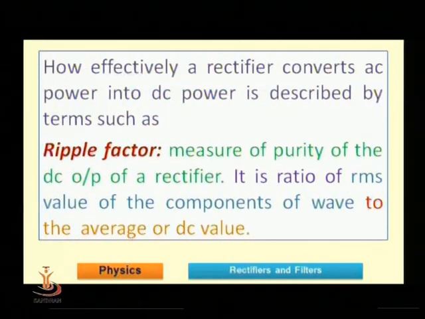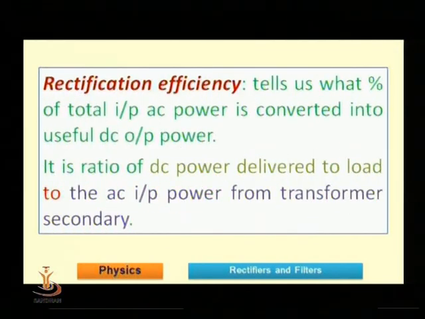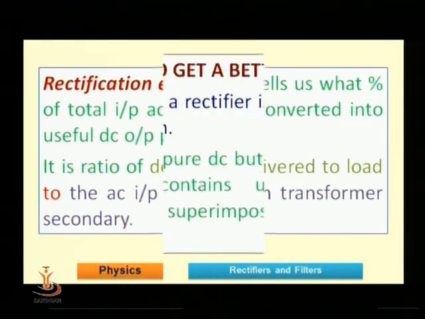First of all, the ripple factor is a measure of purity of the DC output of a rectifier. It is the ratio of the RMS value of the AC component of the wave to the average, or DC, value. Rectification efficiency tells us what percentage of total input AC power is converted into useful DC power. It is the ratio of DC power delivered to the load to the AC input power from the transformer secondary.